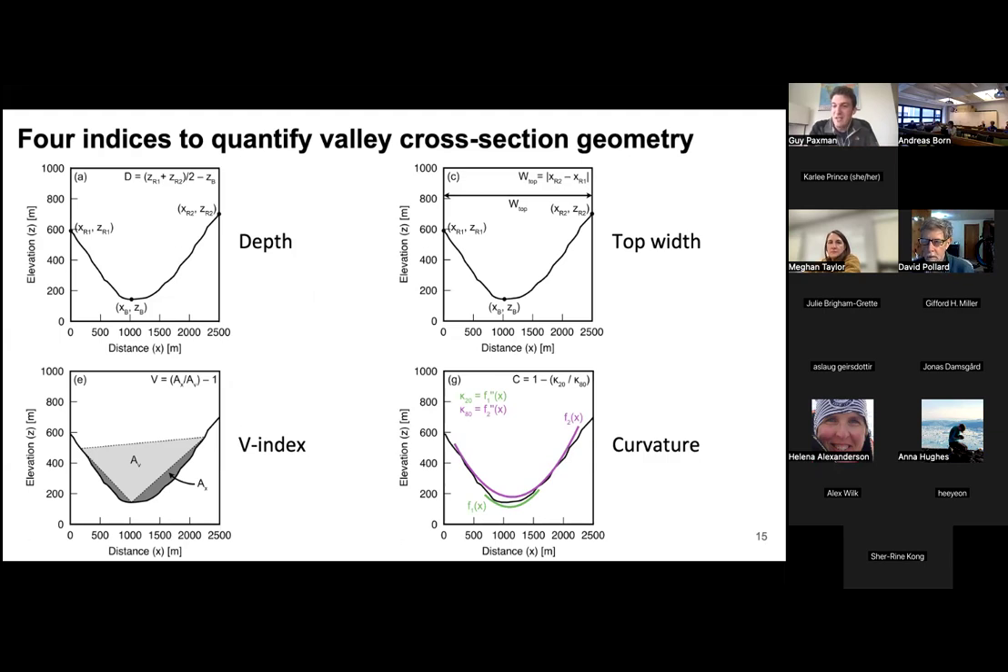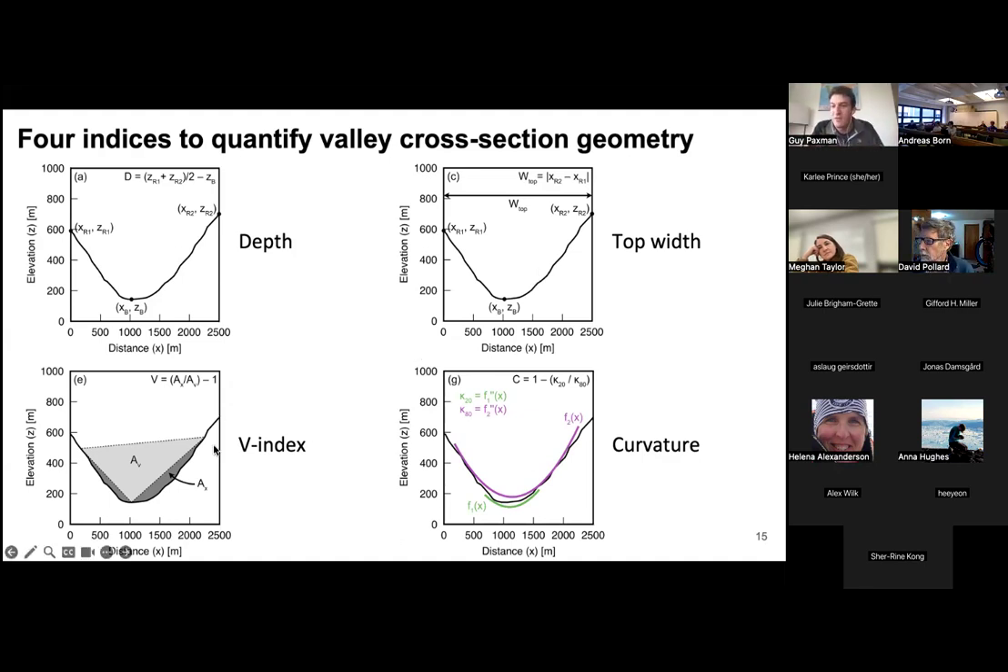So what we essentially did with this bit of work is we tried to come up with a few metrics which we thought could capture, I guess, the morphology of valleys in a relatively simple quantitative way. And the four we settled on are these four here. So we have essentially a measure of the valley depth, so simply the distance between the top of the valley and the bottom. The width of the valley at the top, so from rim to rim, essentially.